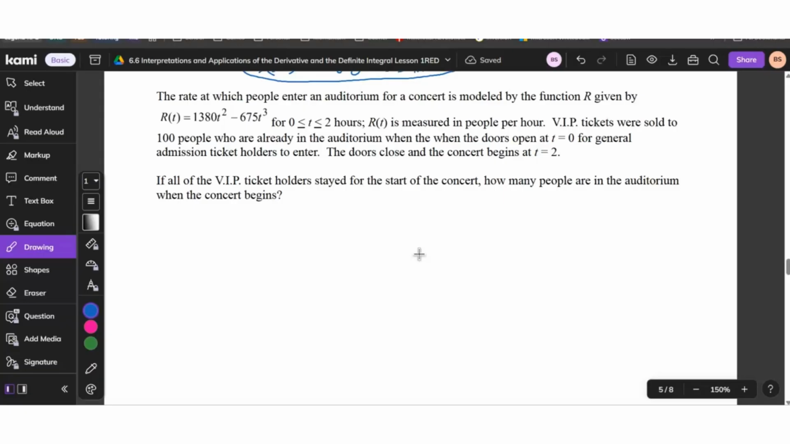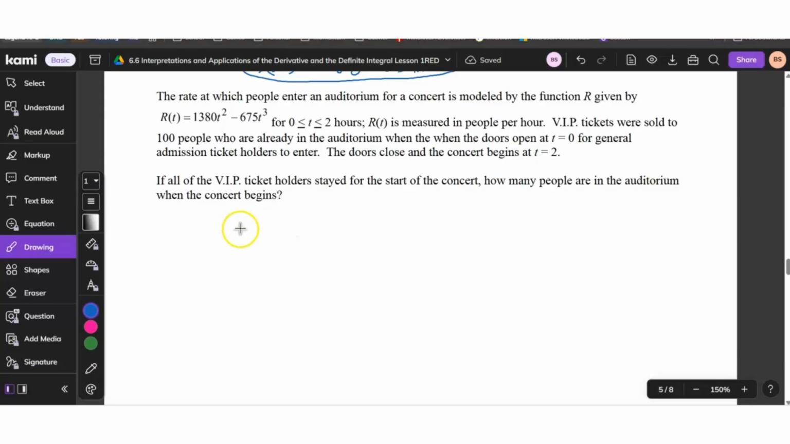VIP tickets were sold to 100 people who are already in the auditorium when the doors open at t equals 0. So that's our initial condition, right? When t equals 0, we have 100. The doors close and the concert begins at t equals 2. So we are going from 0 to 2. I know it doesn't make sense here because they're closing the doors after 2 hours, and I understand you guys go to concerts, like I said, 12 hours early. But we're integrating from 0 to 2.